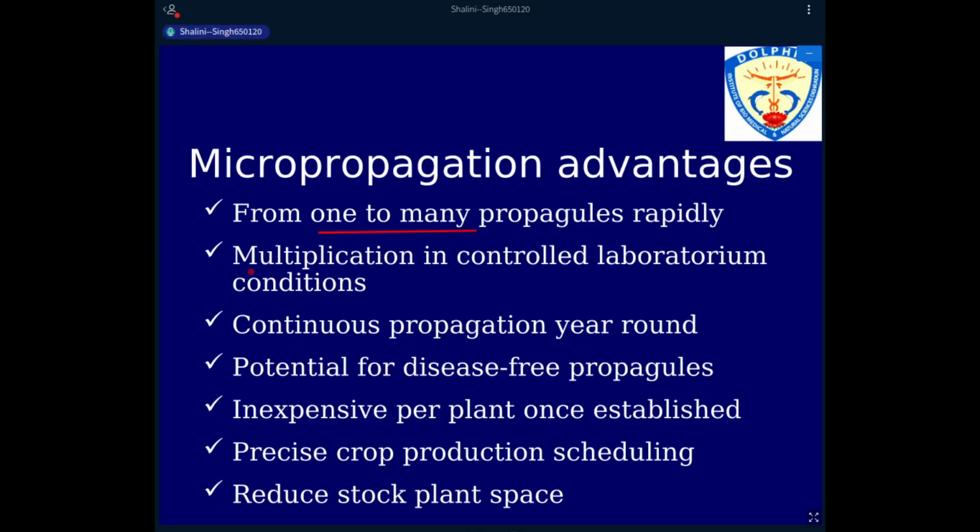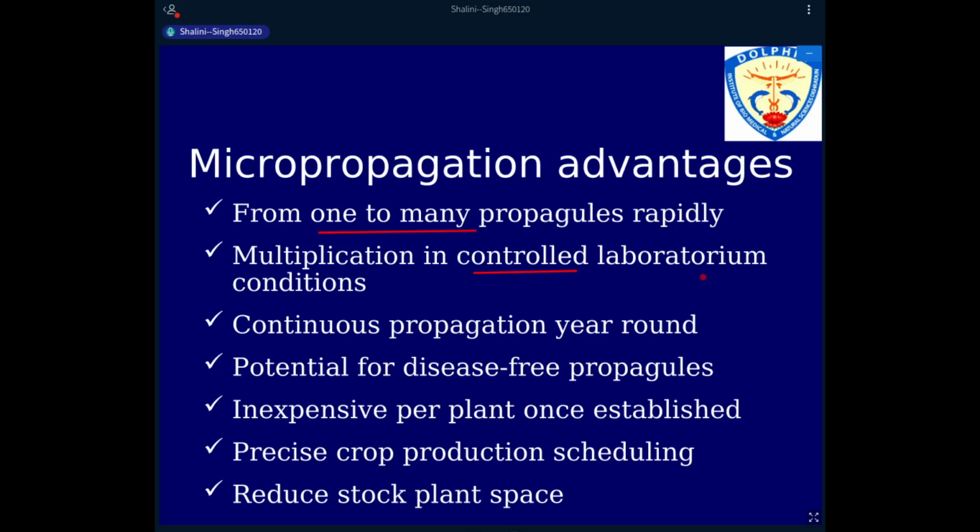Then second advantage, multiplication in controlled laboratory conditions. So when there are controlled conditions, that means here you can control temperature, you can control photoperiod, you can control humidity also. So everything is in your control. There won't be any effect on the plant growth due to climatic condition.